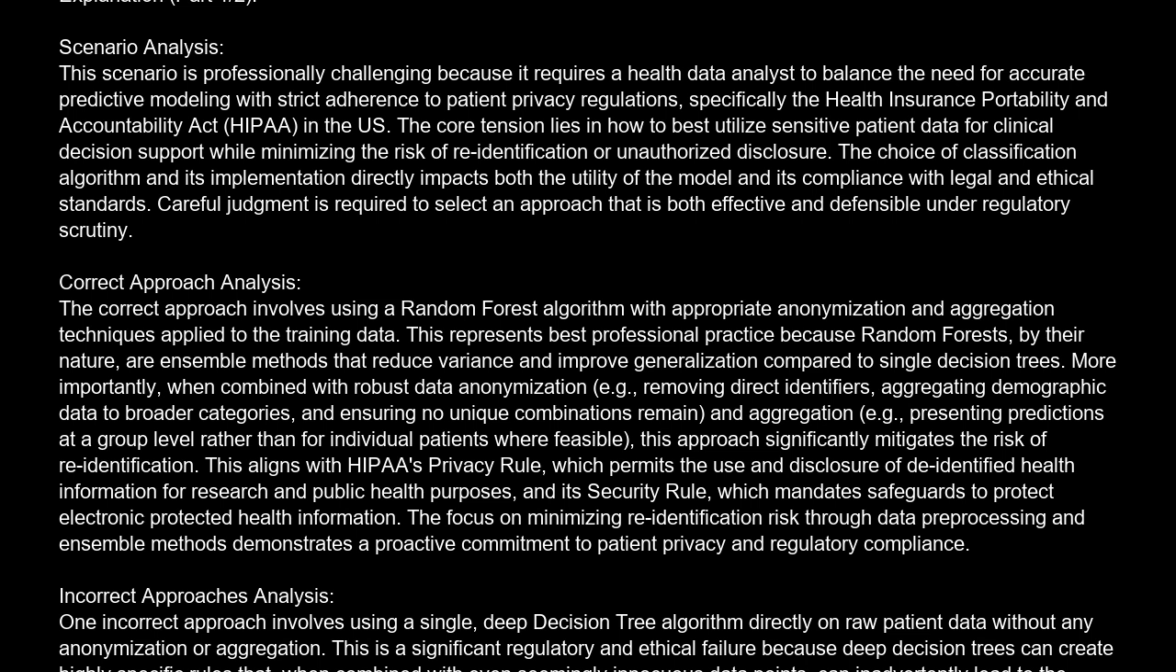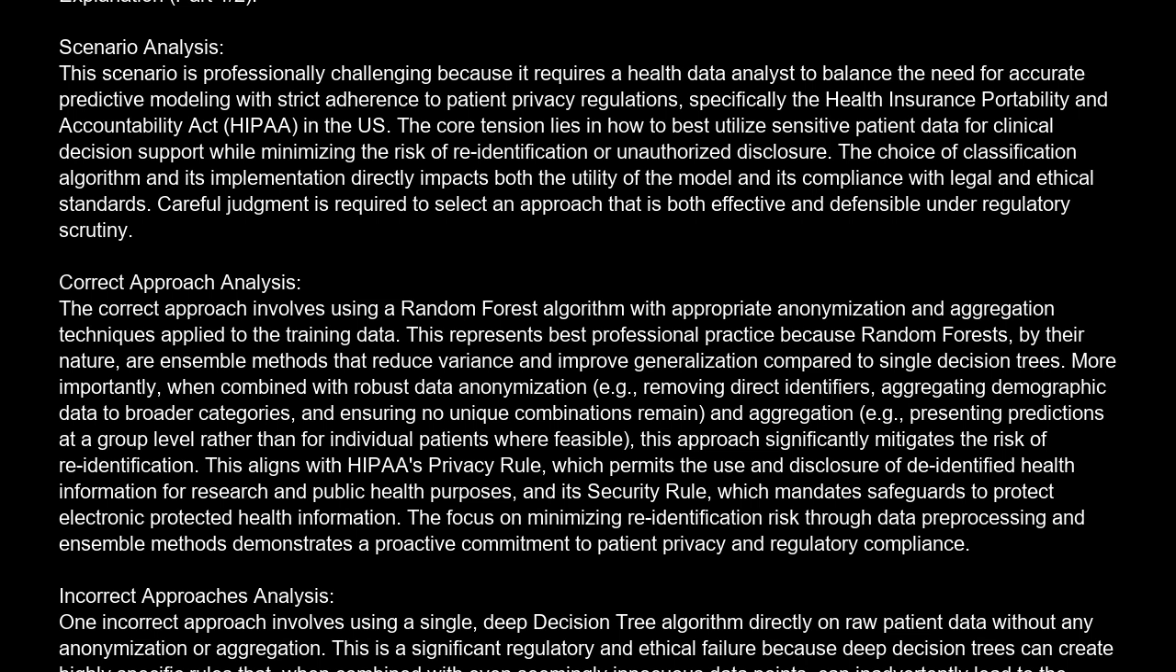The focus on minimizing re-identification risk through data preprocessing and ensemble methods demonstrates a proactive commitment to patient privacy and regulatory compliance. Incorrect approaches analysis. One incorrect approach involves using a single, deep decision tree algorithm directly on raw patient data, without any anonymization or aggregation. This is a significant regulatory and ethical failure, because deep decision trees can create highly specific rules that, when combined with even seemingly innocuous data points, can inadvertently lead to the re-identification of individuals, violating HIPAA privacy protections. The specificity of individual tree paths makes them more susceptible to linkage attacks.